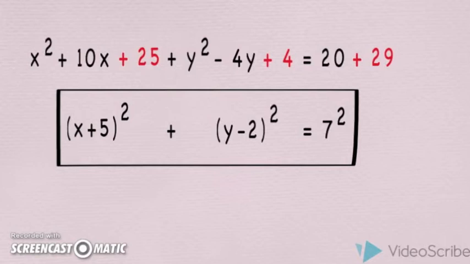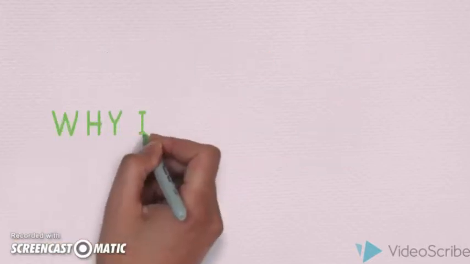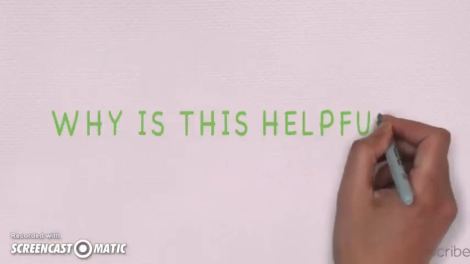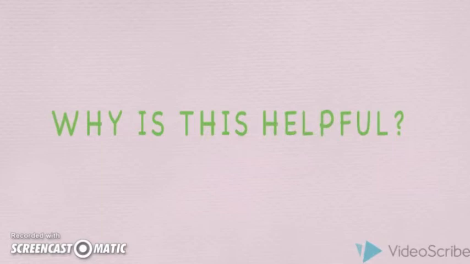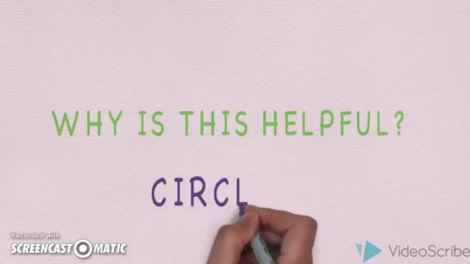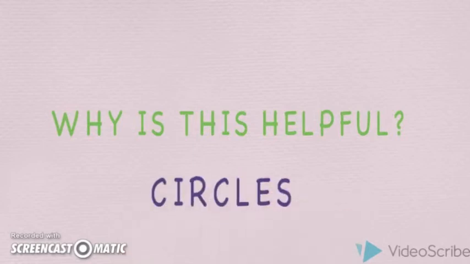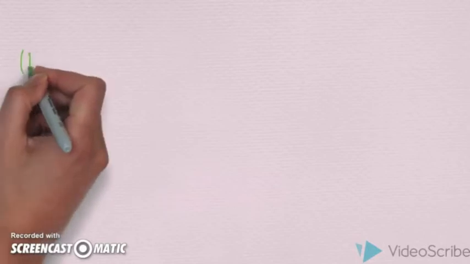So why is this helpful? Why do we benefit from equations in this form? Based on the recent graphs we've been studying, see if you can recall which types of graphs this equation generally represents. Circles. That's right. This equation generally graphs circles.